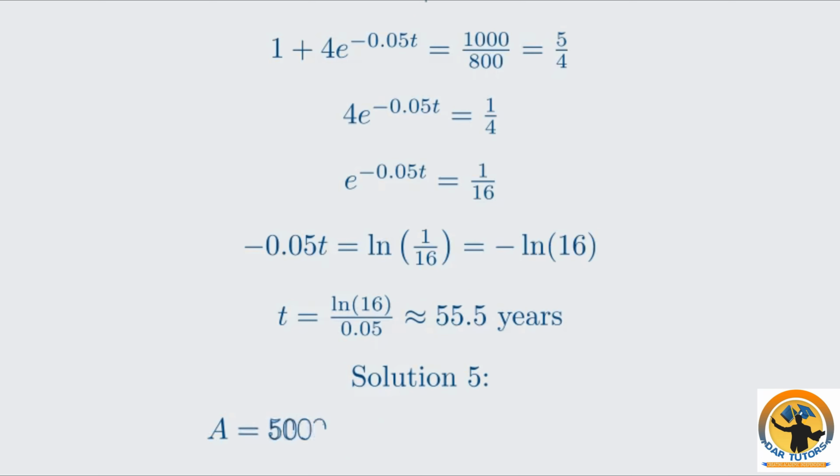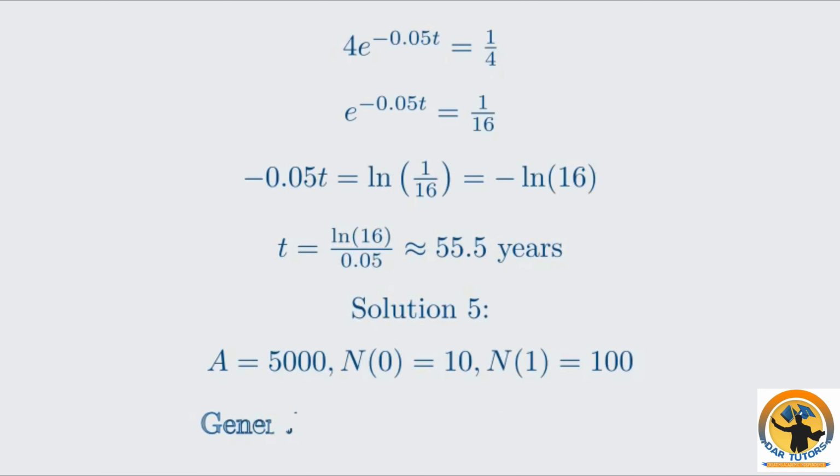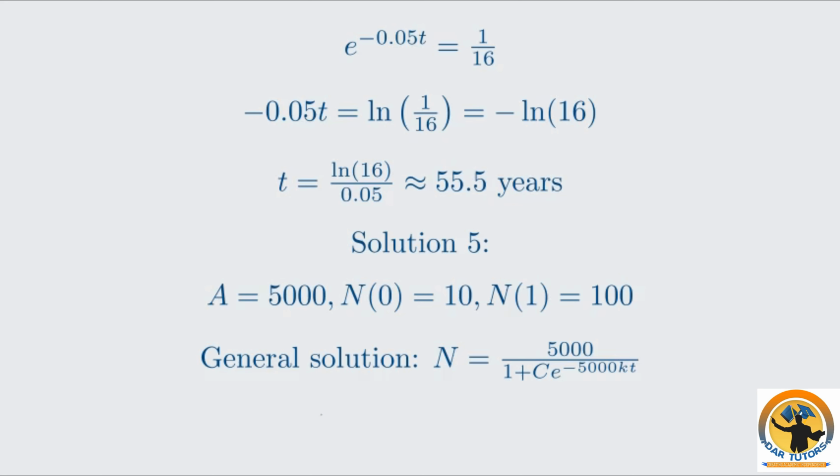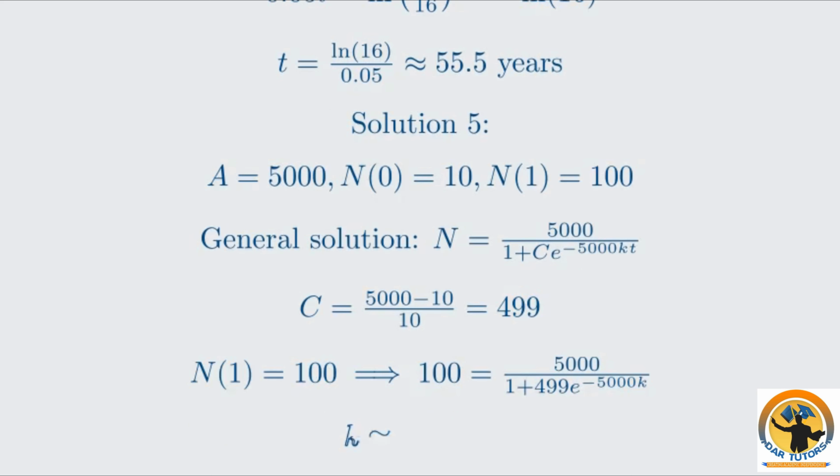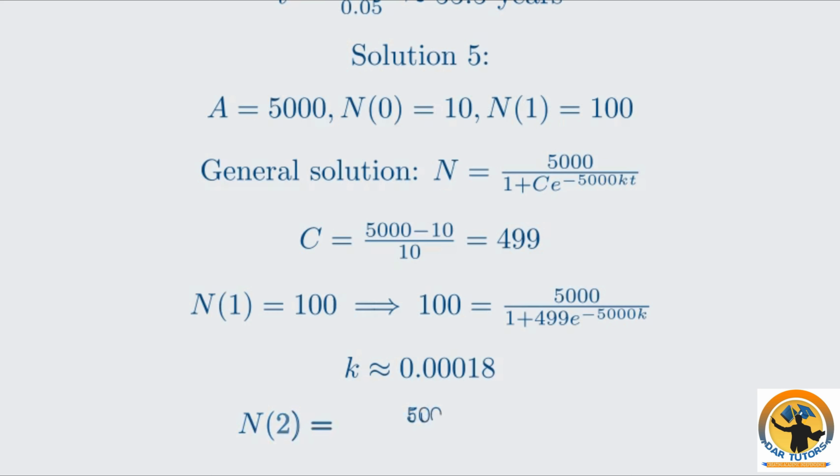For question 5, the problem describes a logistic growth model with a carrying capacity of 5,000. The differential equation is dN/dt equals kN times (5,000 minus N). The general solution is N equals 5,000 divided by 1 plus C times e to the power of negative 5,000kt. Using the given conditions, we find C equals 499 and k is approximately 0.000218. Plugging in t equals 2, we find that approximately 700 people will have heard the rumor.